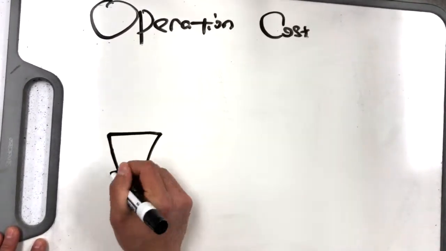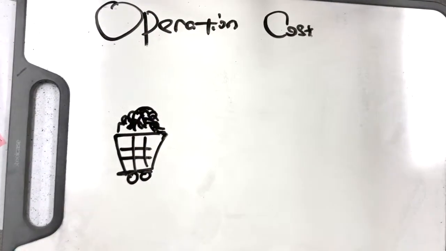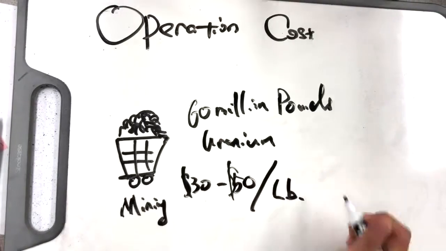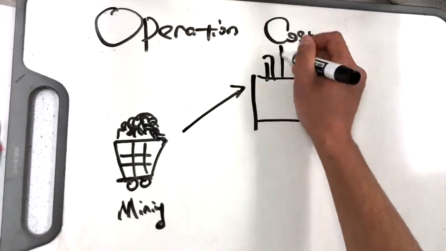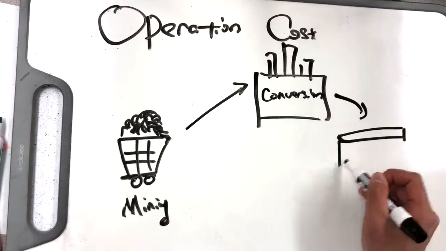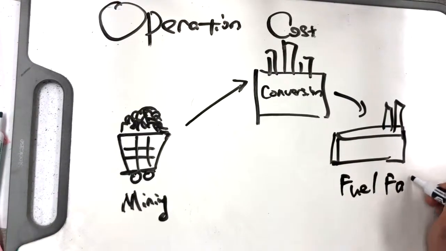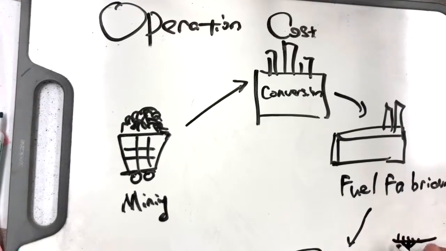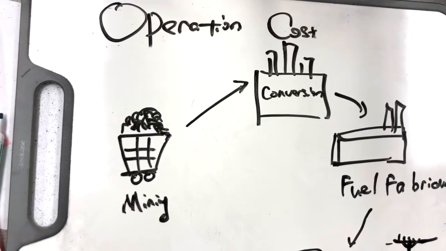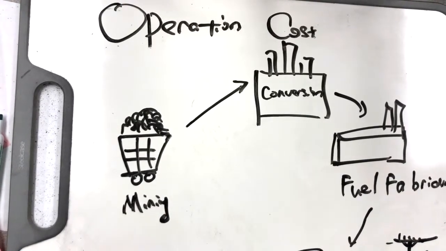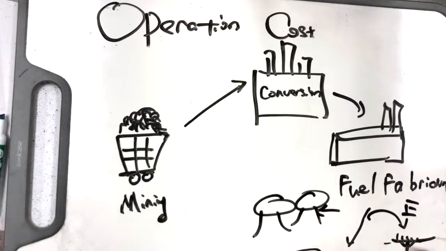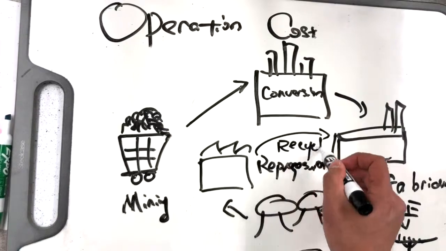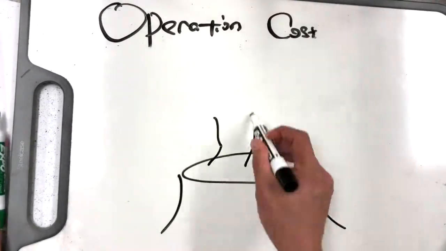For the nuclear power plant cycle, it starts with mining, where we mine 60 million pounds of uranium per year, and each pound costs $30 to $50. Then it goes to conversion and fuel fabrication. Then it's off the screen, but it goes to nuclear power plants, which use uranium to heat up the water and generate steam and create electricity. Then we recycle the material. Even though it is efficient, we still create a lot of environmental issues.